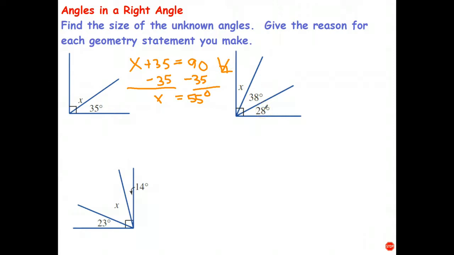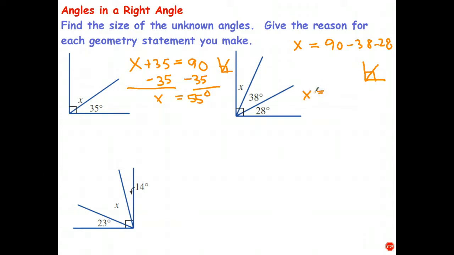Having a look at this next one, I know that these three angles all add to 90 degrees. So I'm going to set this one out slightly differently. I'm going to do some of the work in my head and say x is 90, take away 38, take away 28. And again, I have to give a reason for that, same as before: angles in a right angle add to 90 degrees.